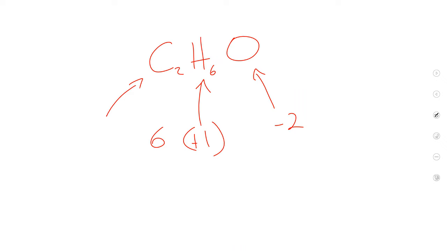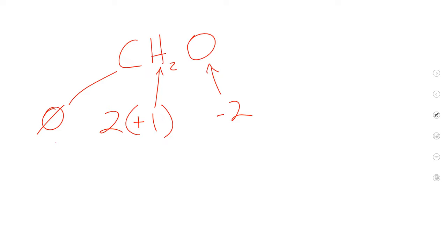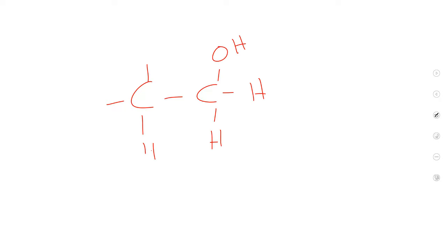But basically the problem with this approach is we would say, okay, well then that means each carbon has to be a minus two to make it add up, right? But the problem is that both carbons are not identical. If we draw the actual structure out, this carbon is a minus four. Sorry, it's a minus three. And this carbon is a minus one.